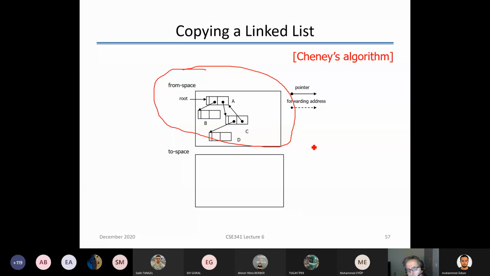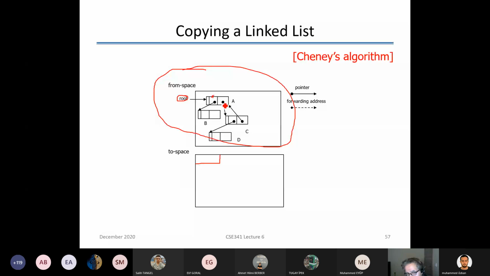So what you do is very similar to the other algorithm. You start from your root, and then you look at all your live cells. Whenever you find a live cell, for example, this one is going to be a live cell because from the root, in this case there is only one root, I can reach this guy. So it takes this entire cell and copies it here. Okay, very simple.